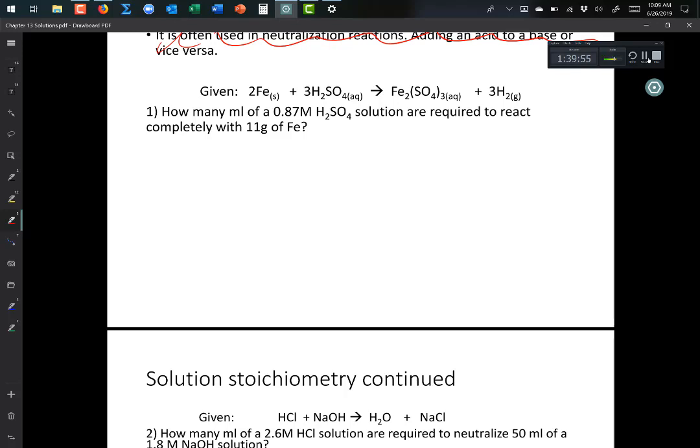So what I'm going to do is map this problem out for you so you can see how we do the map, and then we're going to solve it, okay? So I'm given grams of iron, right? I'm given a molarity, 0.87 moles of H2SO4 per liter.